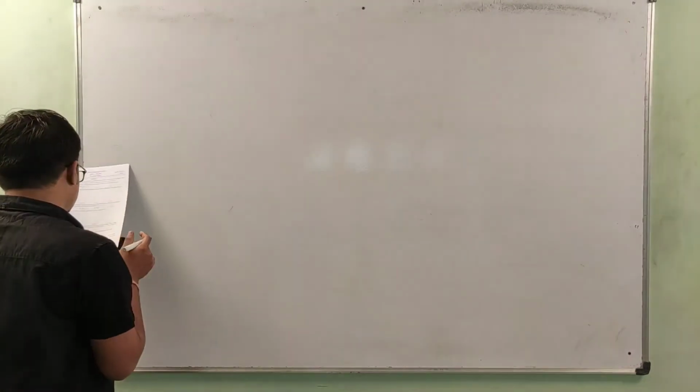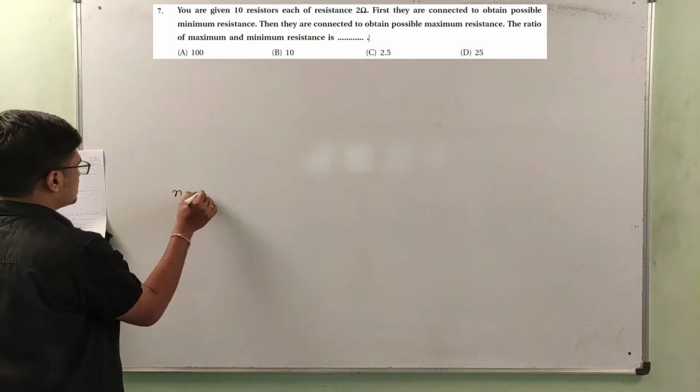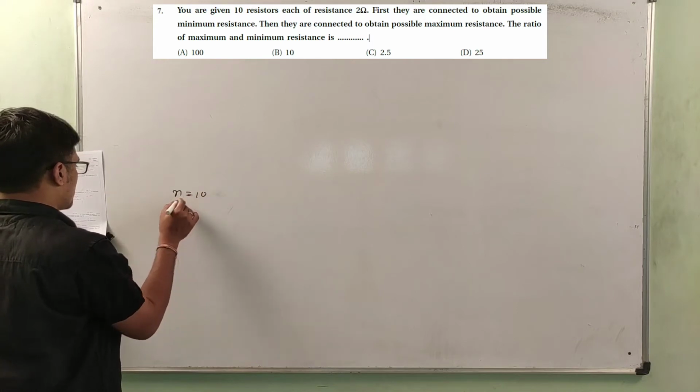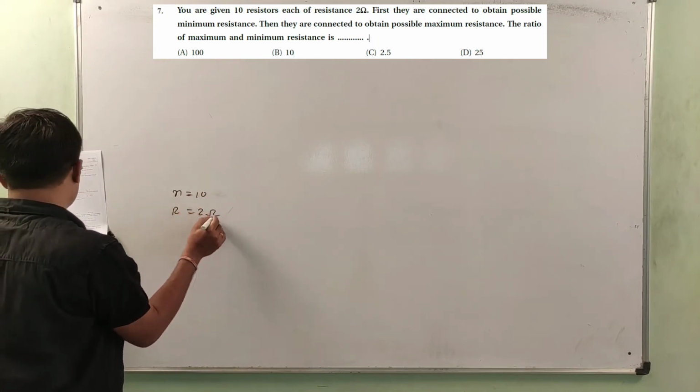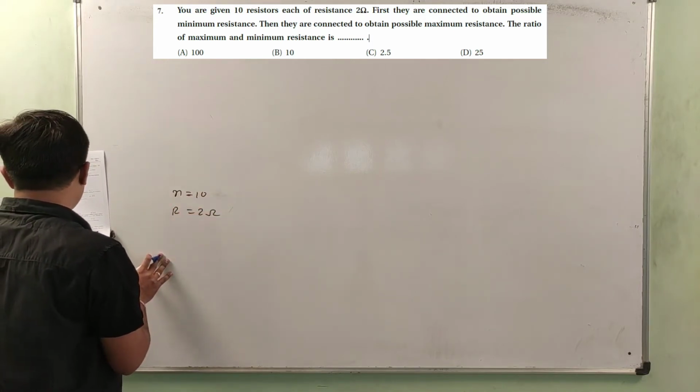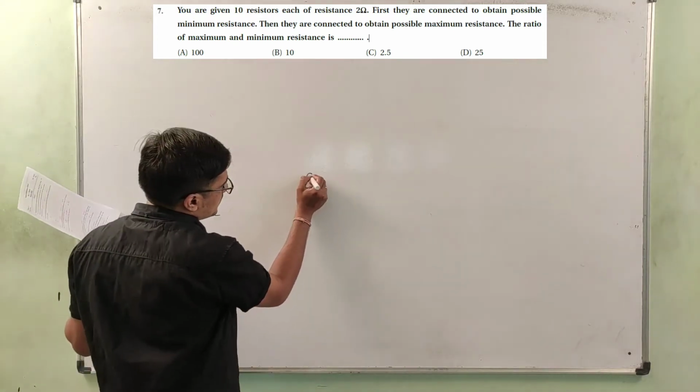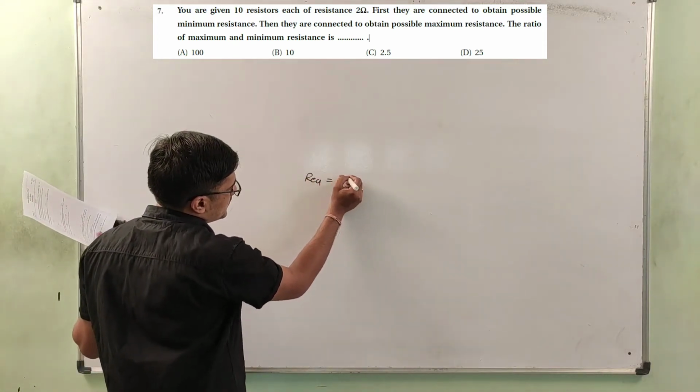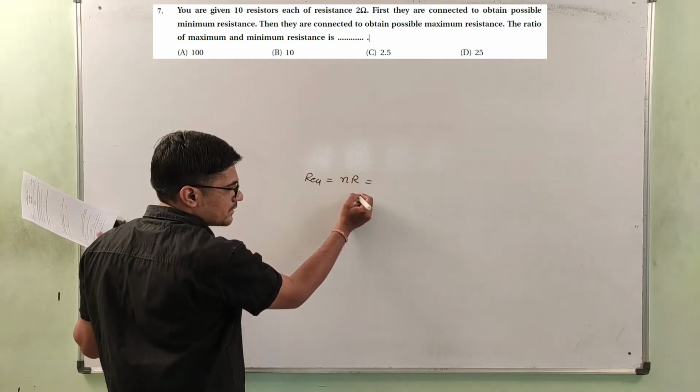You are given 10 resistors, each of 2 ohm. The number of resistors is 10, and the value of each resistance is 2 ohm. First, they are connected to obtain the possible maximum resistance. When you connect all the resistances in series, you get the equivalent resistance NR, N into R.